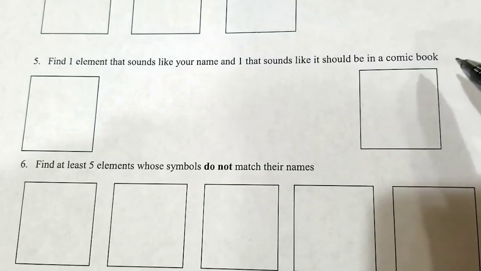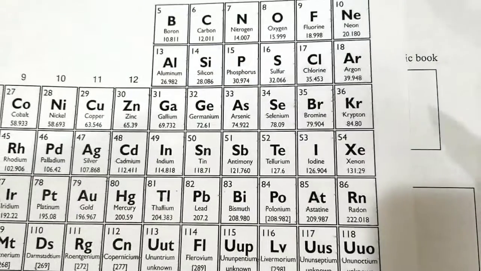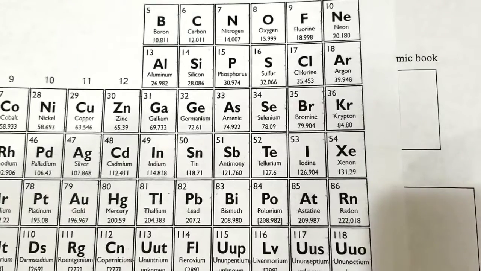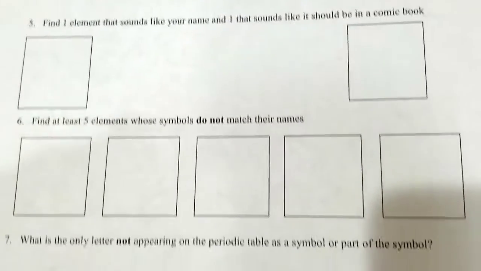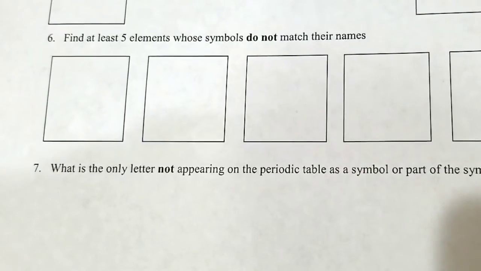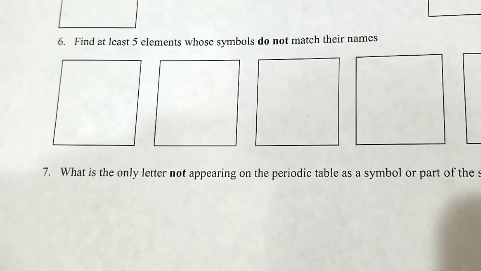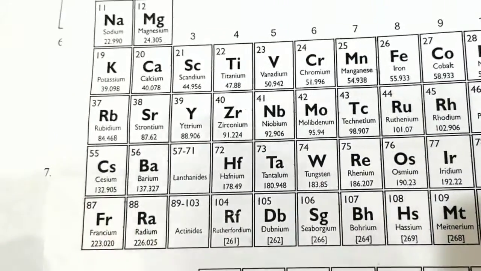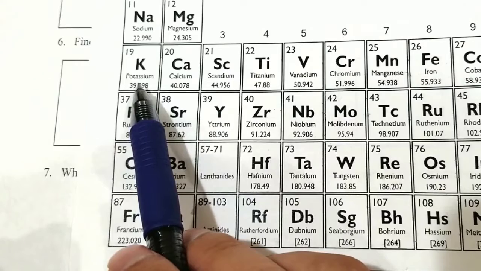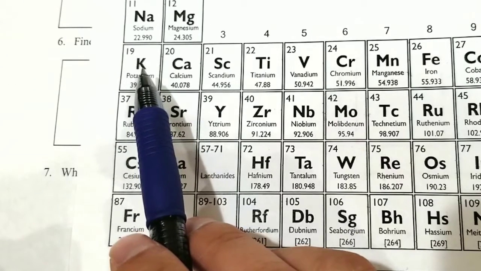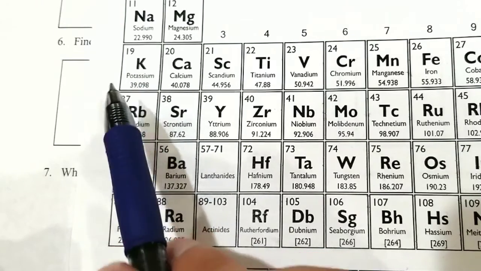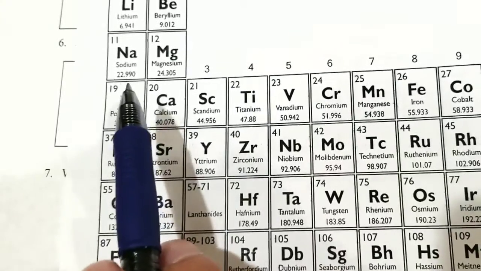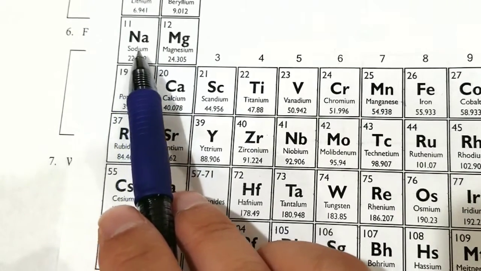And one that should be in a comic book, I'll give you a hint. It's on the right hand side. Number six, find at least five elements whose symbols do not match their names. So an example of those is number 19, potassium. Notice how it starts with the symbol K, but the name potassium doesn't start with the letter K. So that's one example. Another example just right above it is sodium, which has the symbol Na instead.